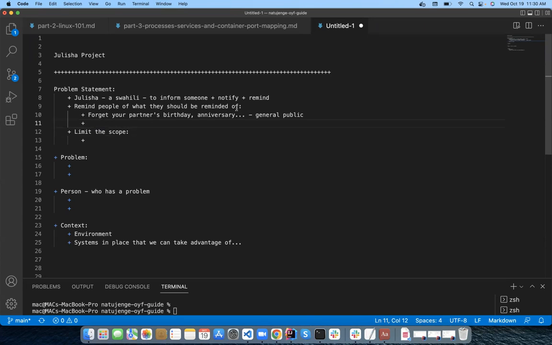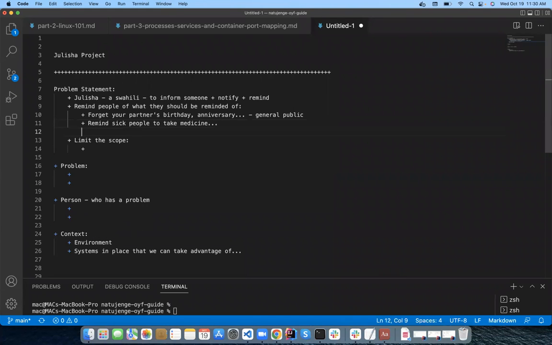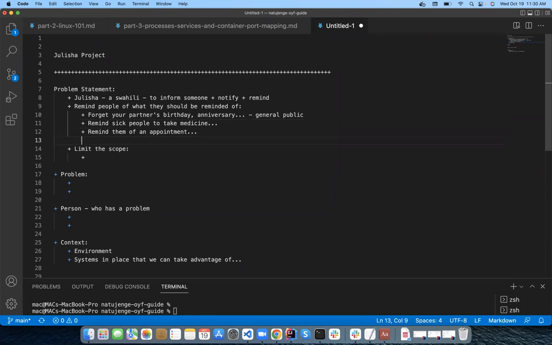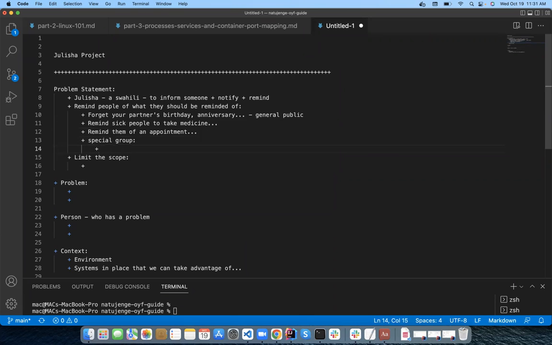But you can remind people, you can remind sick people to take medicine. I don't know whether this is a true, real case, whether there is a sick person that can be reminded. You can remind them of an appointment. But now, one of the special groups of people that we have identified as our initial set of people we can pilot this product with is the bakers. People who bake cakes, especially home bakers.